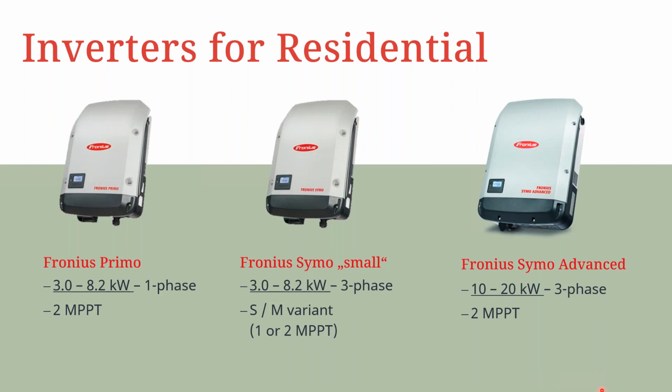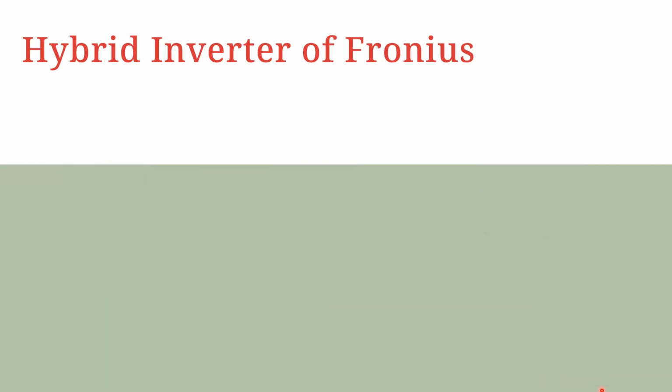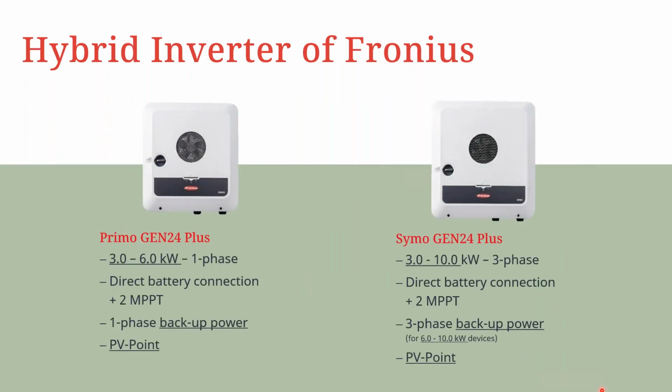Great, so let's continue. Next up is a hybrid inverter. So we also have hybrid inverters to provide battery connectivity, that is, battery connectable, of course, for provision of backup power. So we have the Fronius Primo, single phase, with power classes from 3 to 6 kilowatts, and then the Symo Gen24 Plus, power classes from 3 to 10 kilowatts, of course, with all their respective specifications.